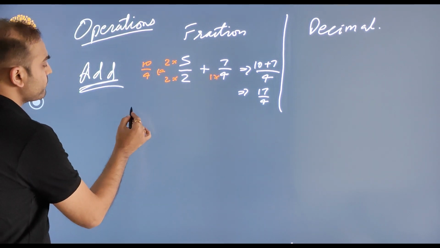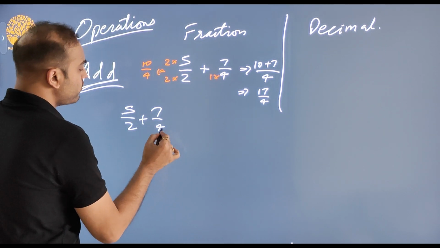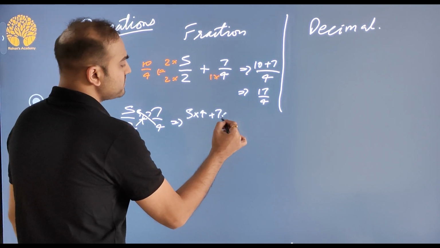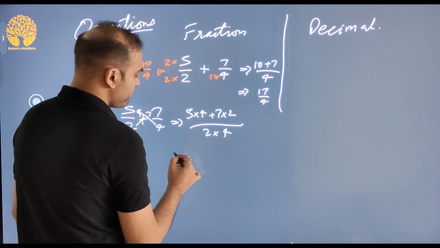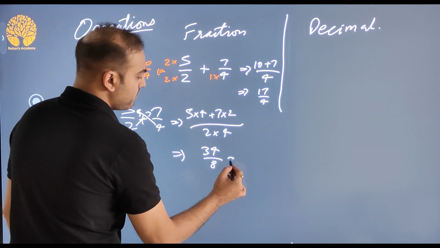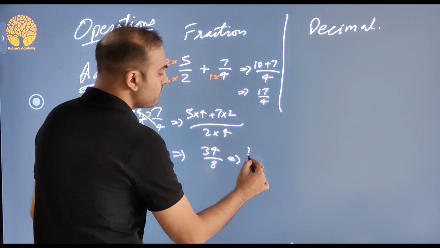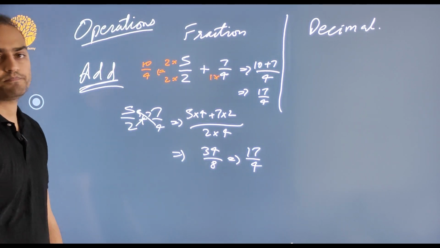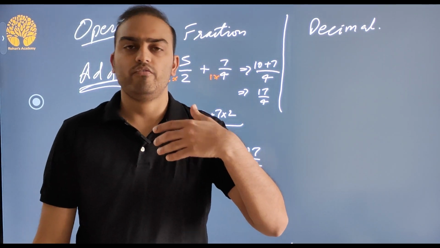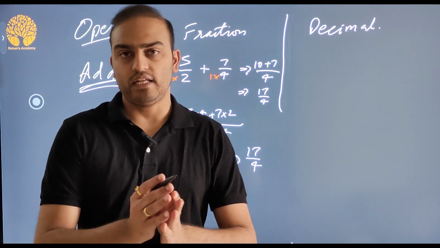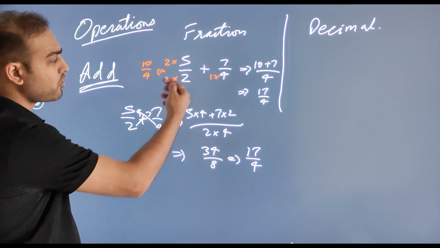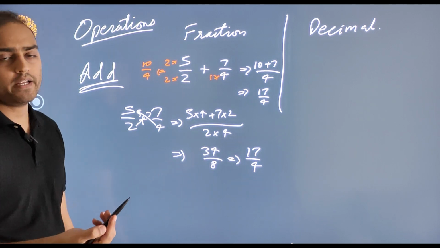That's okay, but otherwise if you are not able to think of the LCM, don't waste your time. You can also do 5 by 2 plus 7 by 4, just cross multiply, right? So we have 5 into 4 plus 7 into 2 by 2 into 4, that's 20 plus 14, 34 by 8. If I simplify it now, that's again 17 by 4. If you're able to solve using LCM, great, that's the best way. If not, don't waste time finding the LCM, just cross multiply, you can simplify later.